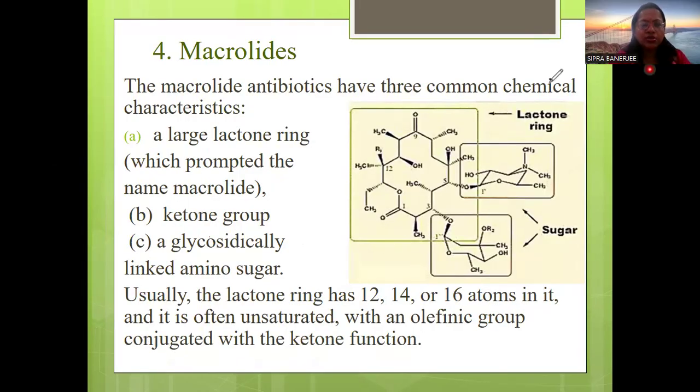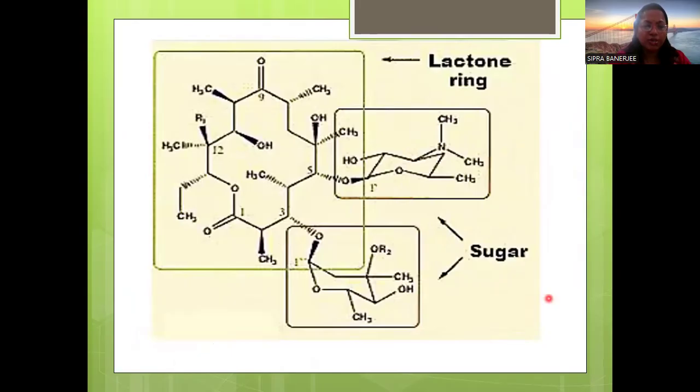If we go to the description of this drug, we can see a large lactone ring, which is named the macrolide, two ketone groups, and a glycosidically linked amino sugar. Actually, this is a 12, 14, or 16 atom carbon containing compound with an olefinic group, and it has different carbon numbers in different drugs also. There are different derivatives of this drug, containing 12, 14, 15, or 16 membered rings.